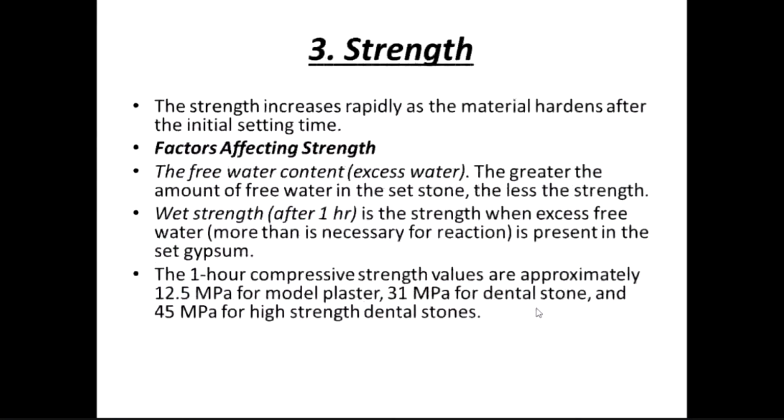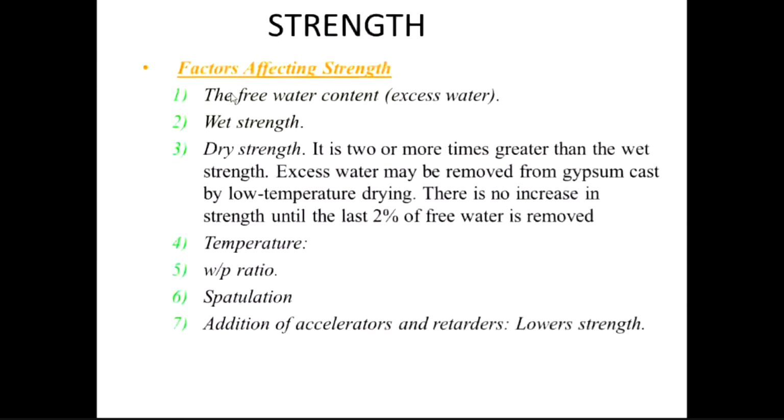Number 3, you have strength. The strength of the material will increase from the initial setting time. You have some factors that affect the strength of the gypsum product. Factors affecting the strength: we have free water content, excess water, and we have wet strength and dry strength. The free water content, you must remove by evaporation. After pouring, we have wet strength, but it is weak. It tells us the initial setting time, while after 24 hours the dry strength will be produced. It is 2 or more times greater than the wet strength.